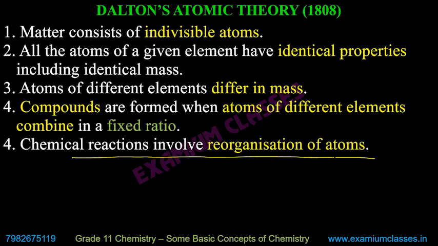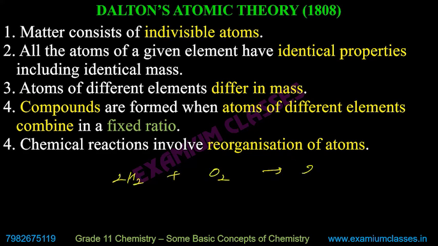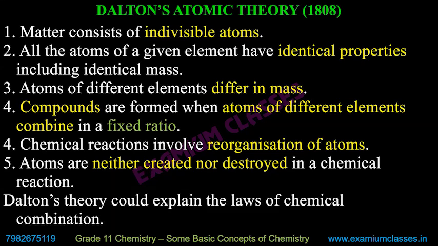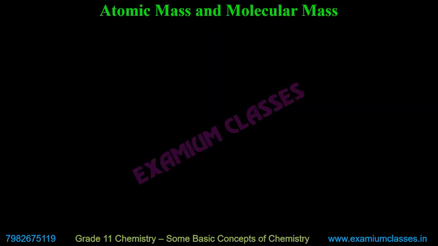Chemical reactions involve reorganization of atoms. Atoms do not change. This is just reorganization of atoms. For example, we have 4 hydrogen and 4 oxygen on the left hand side, and we have the same on the right hand side. It is just reorganization; their placement and combination is different. Atoms are neither created nor destroyed. We can't create atoms, we can't destroy atoms. So Dalton's theory could explain the laws of chemical combination, not all, but mostly.